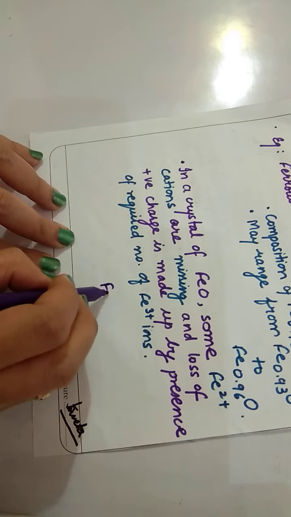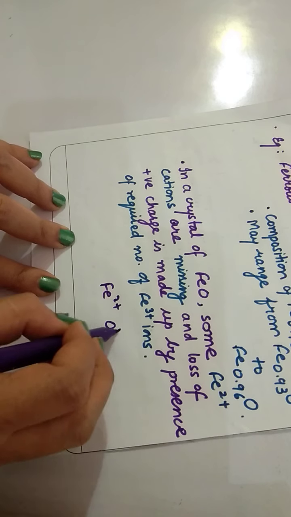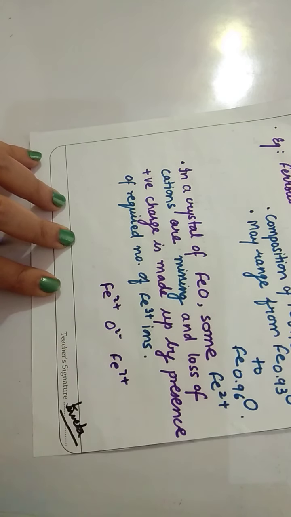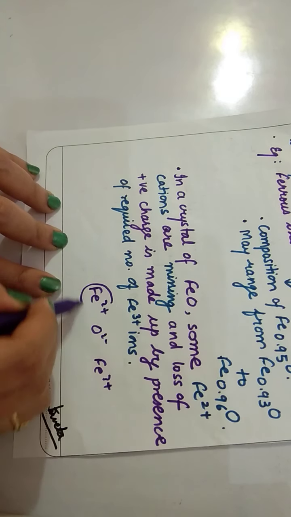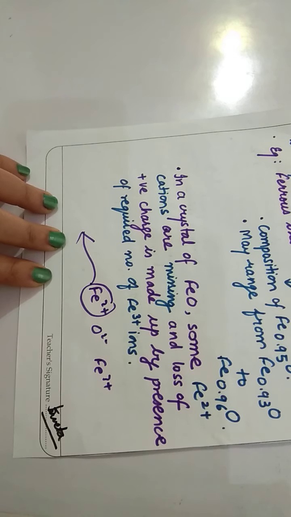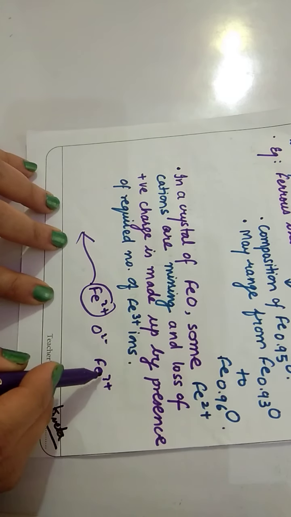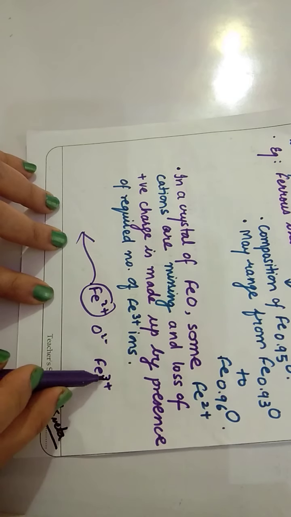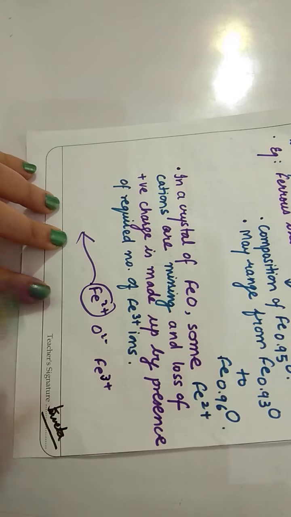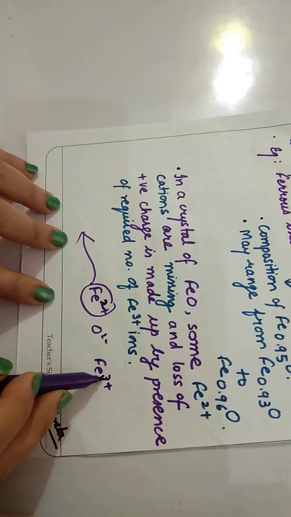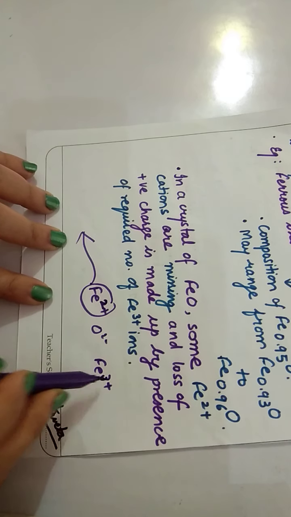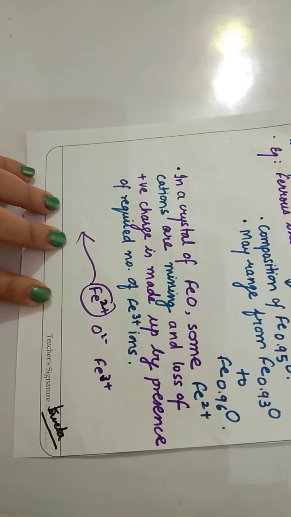For example, here you have Fe2+ and O2-. Now here it is Fe3+. So it is for iron having variable valencies. Now if this moves from the lattice site, then what will happen? This cation having more valency, that is 3+, will take its place. This loss of charge will be made up by the cation which is having more valency or more positive charge.